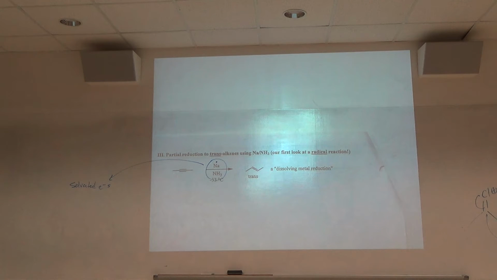But it also turns a bright blue, the color of Zach's tennis shoes over here. Or Joe's, is it Joe? Joe's t-shirt. Put sodium in ammonia, it'll turn that color. And that's the solvated electrons.